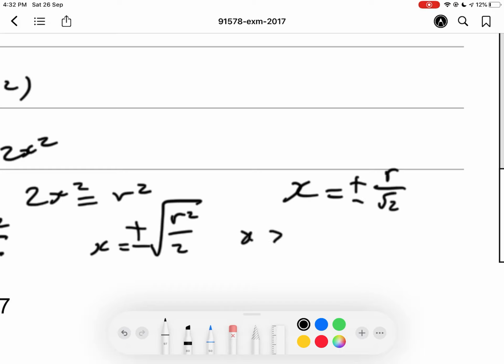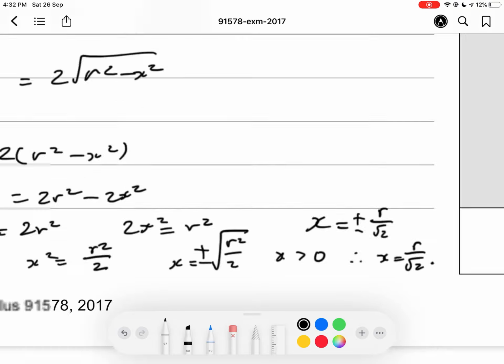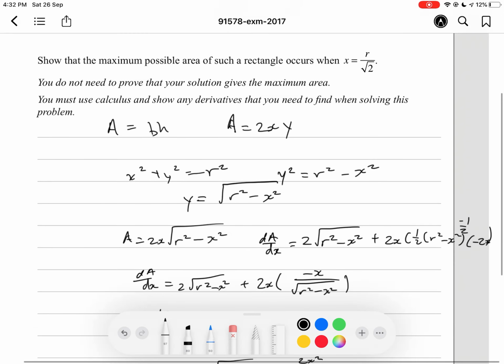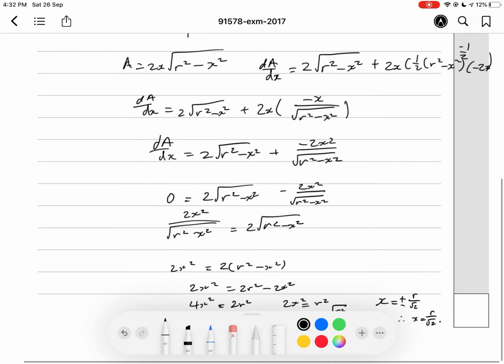But since x is greater than 0, therefore x equals r over square root of 2, which is our final answer, and which is what we have here. So that's a QED, we are done. And therefore this is an excellence level question, so we can get up to an excellence grade for this question. So the correct final answer here is an excellence.